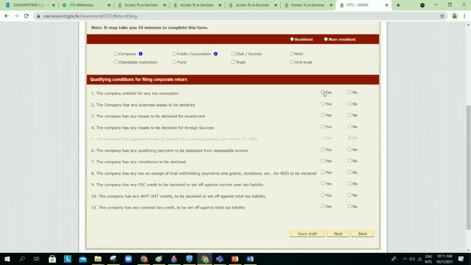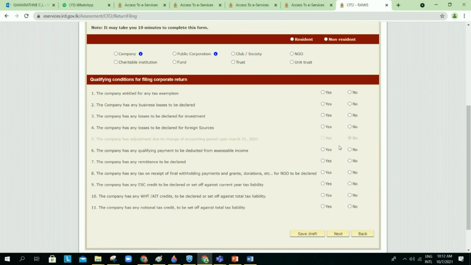Actually, this is the most important facility for e-filing. Otherwise, you have to struggle through all 13, I think, schedules in the manual return. Then you have to go here and there to complete your return.